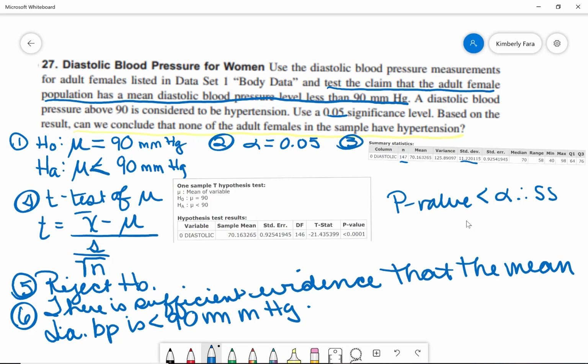Now the second question, can we conclude that none of the females have high blood pressure? No, because we're dealing with averages and not individuals. So can we conclude that none of the adult females have hypertension? The answer to that little question is no.